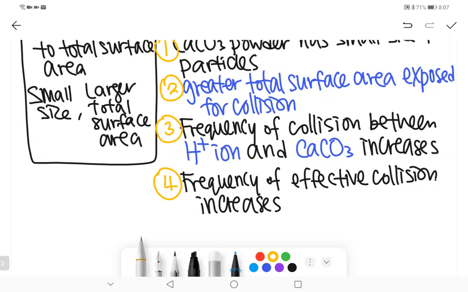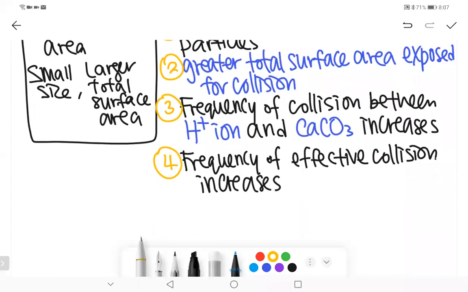All right, so that is for size. The smaller the size, the greater the total surface area.